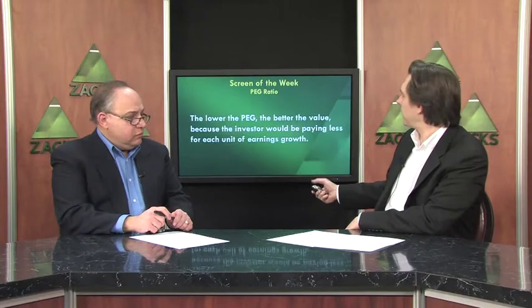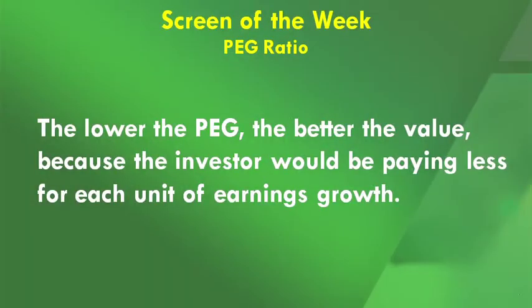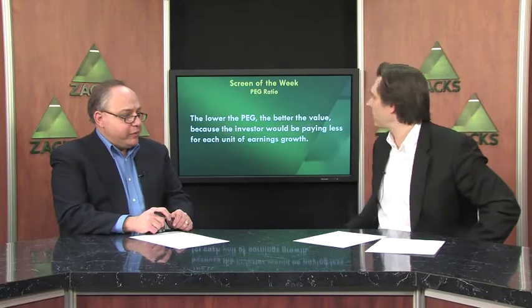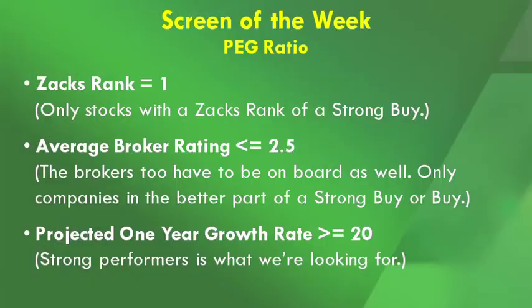So, in other words, the lower the PEG ratio, the better the value because the investor would be paying less for each unit of growth that he's getting. Give us those screen parameters. The screen starts off by looking at companies with a Zacks rank of 1. So we only are allowing companies with a strong buy to get through.